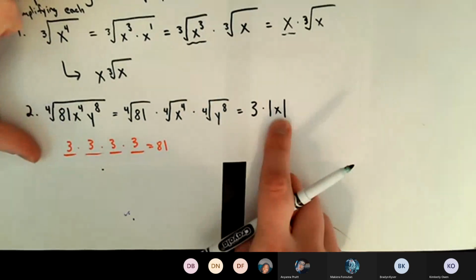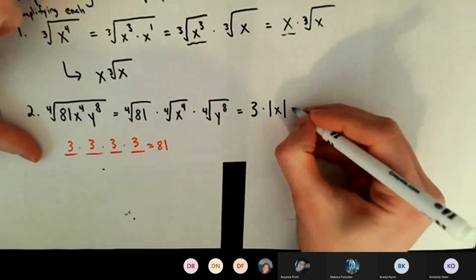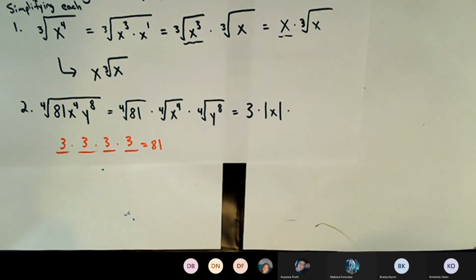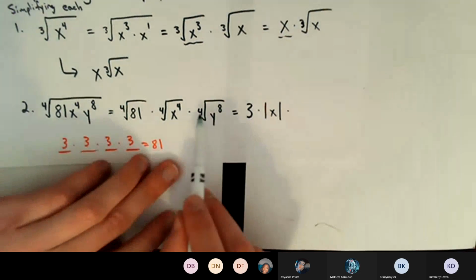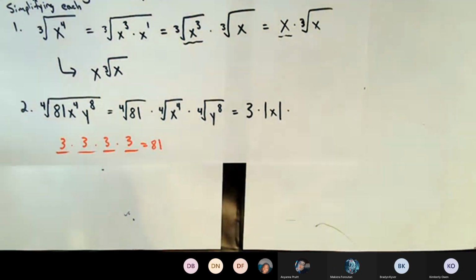Okay, and this is to make sure that I'm not outputting a negative from my fourth root. Now, what about the second one? So now we're pushing the rule a bit further. So Aviana, what do you think would come out of the fourth root of y to the 8th?